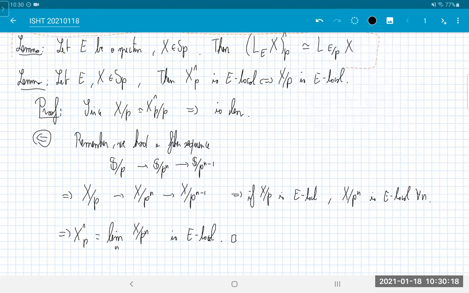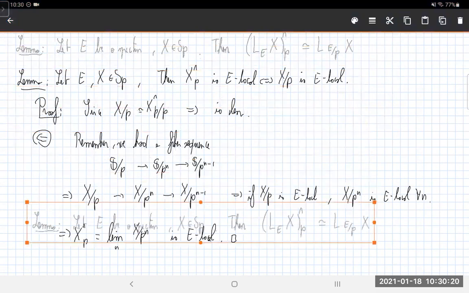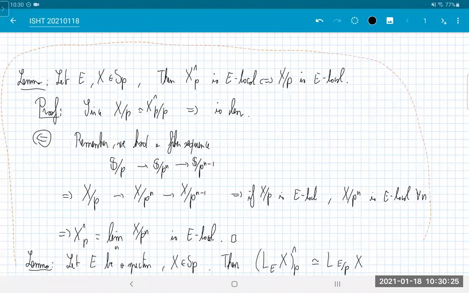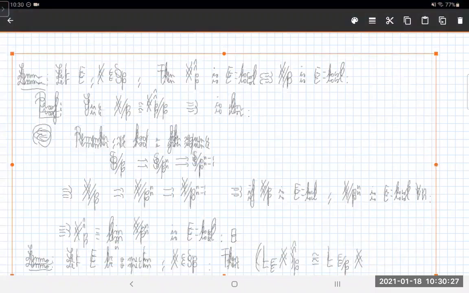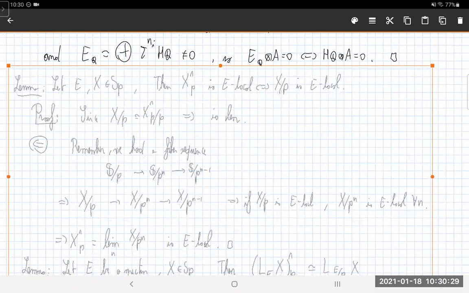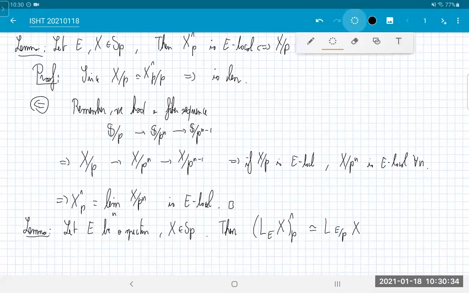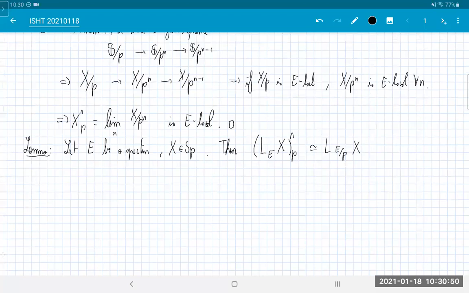Actually, let me move these statements downstairs, since it's going to be helpful to have it here. Put it this way. Okay. And let's prove this lemma now.